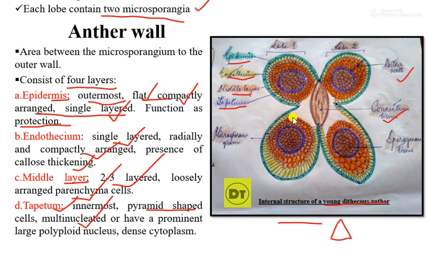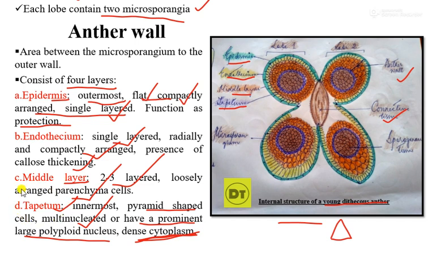Okay, the cells may contain multiple nuclei, or they have a prominent large polyploid nucleus. They may have a nucleus but the nucleus will be polyploid. That means there will be more than 2 paired sets of chromosomes. That is known as polyploid. Okay, and the cytoplasm will be dense.